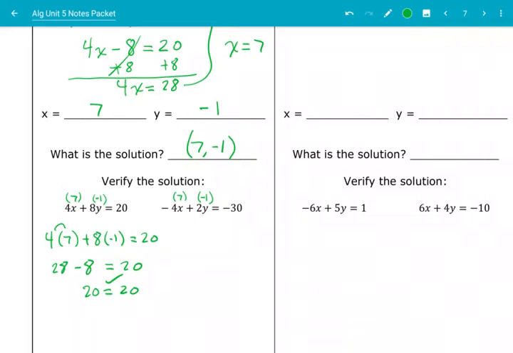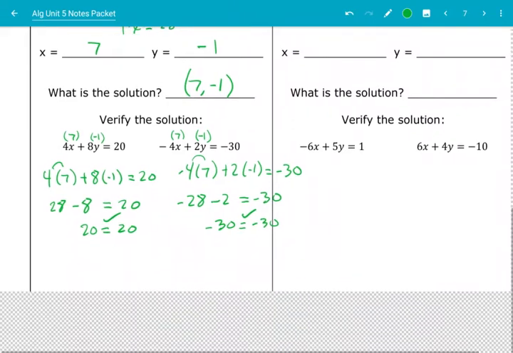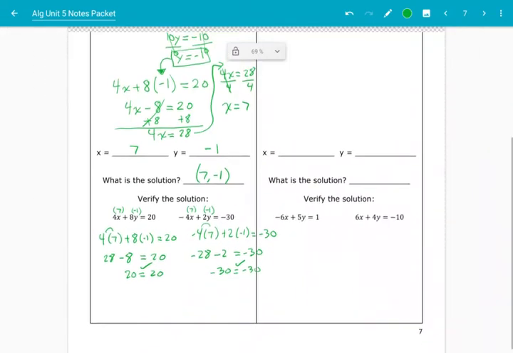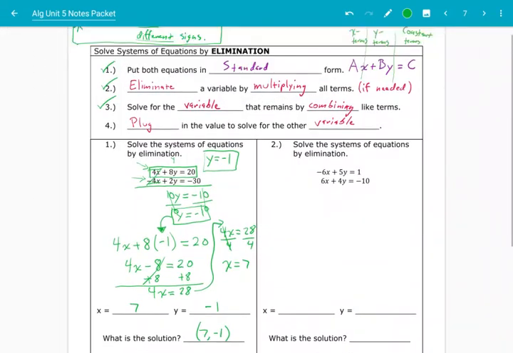And this one over here, let's see. Minus 4 times 7 plus 2 times a minus 1 equals minus 30. So multiplying that, that's a minus 28 plus a minus 2 equals minus 30. And that's right. We'll combine these two on the other side. Minus 30 equals minus 30. That is correct. All right, we've done one. Let's do another one.